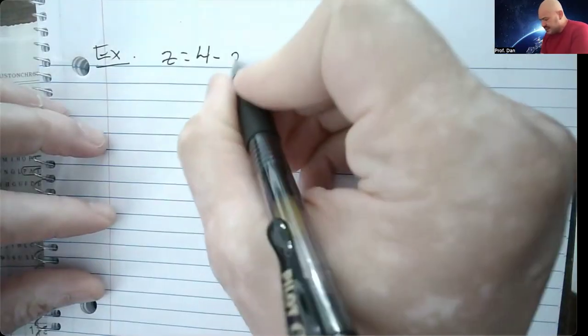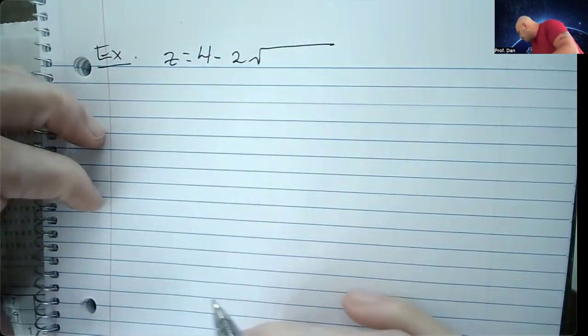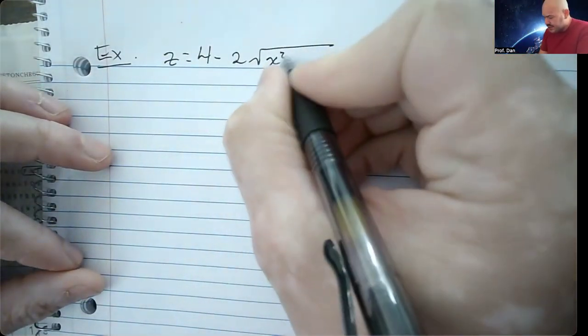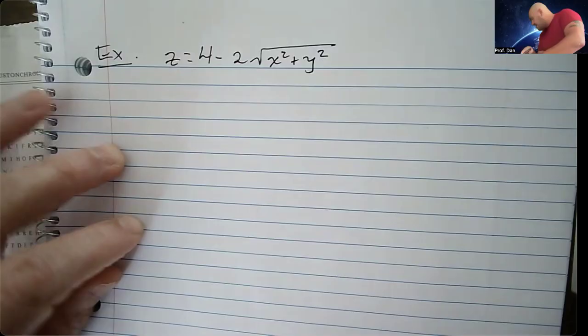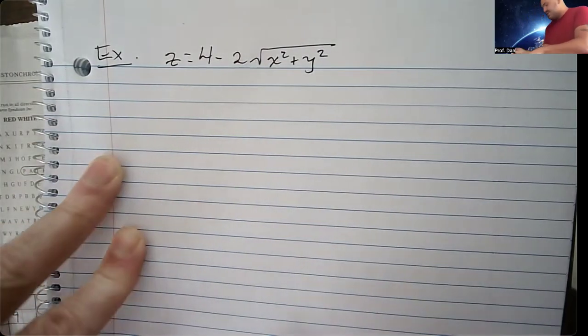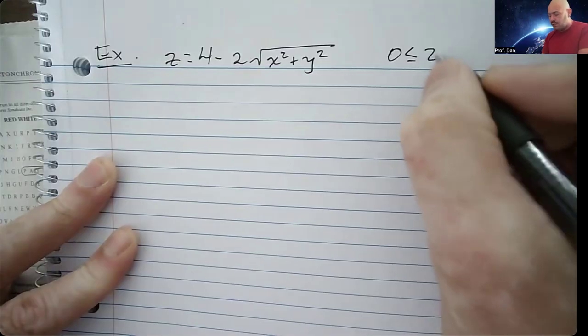So we're going to look at a cone-shaped lamina this time. The cone-shaped lamina is given to us by the equation z equals 4 minus 2 times the square root of x squared plus y squared. And we have the restriction that z is going to be between 0 and 4.